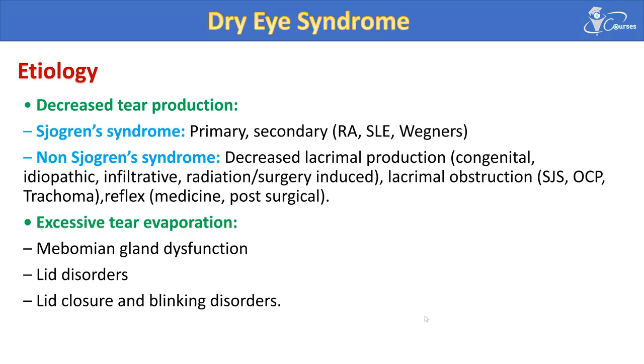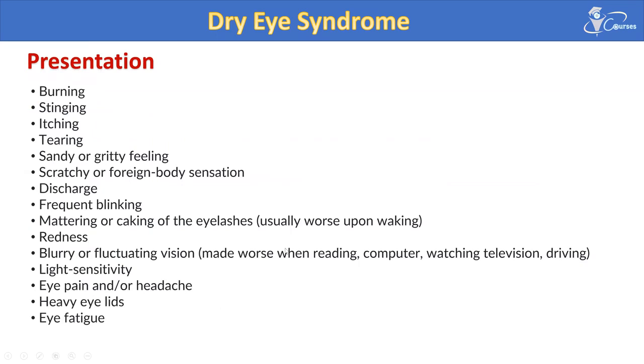So what will be the manifestations of dry eye? What will a patient who has dry eye be complaining of? Basically, a lot of symptoms, including burning sensation, stinging, itching, tearing, sandy or gritty feeling, scratchy or foreign body sensation, discharge, frequent blinking, matting or caking of the eyelashes, which become worse on waking. You will hear all these symptoms from patients with dry eye.